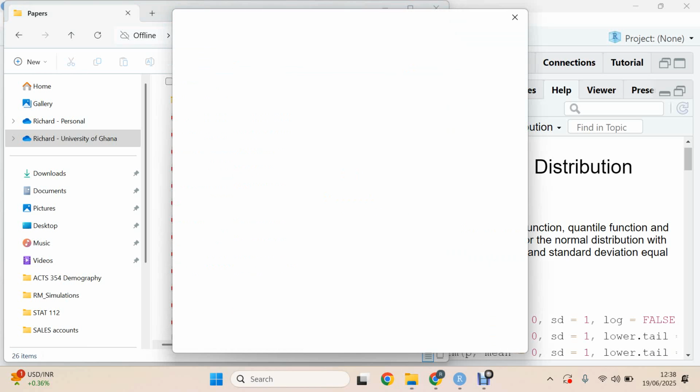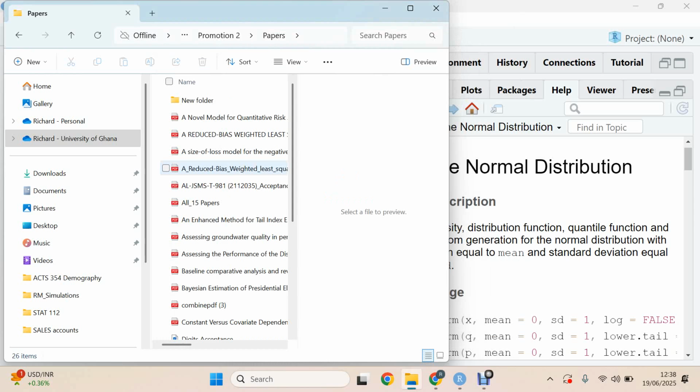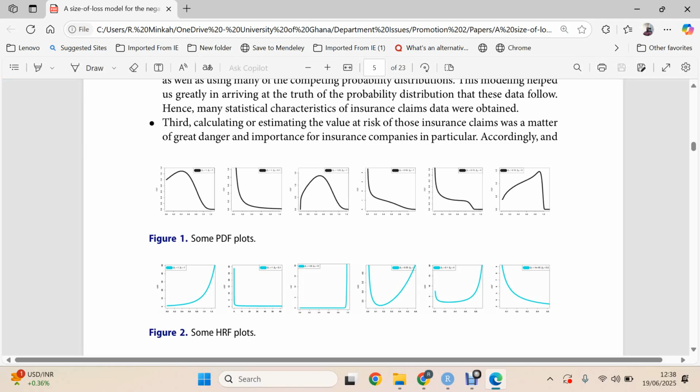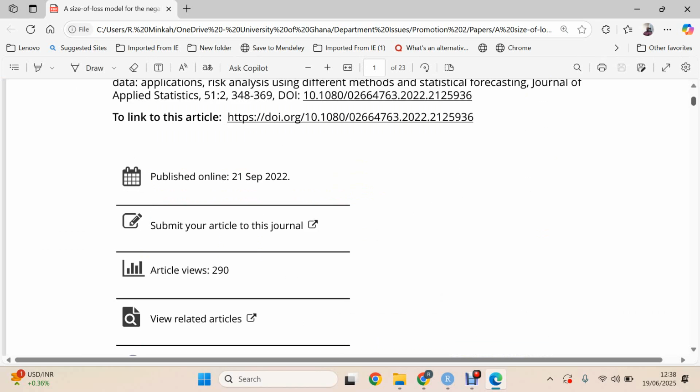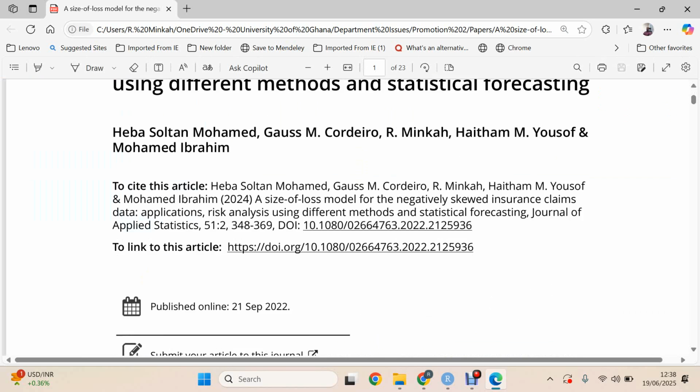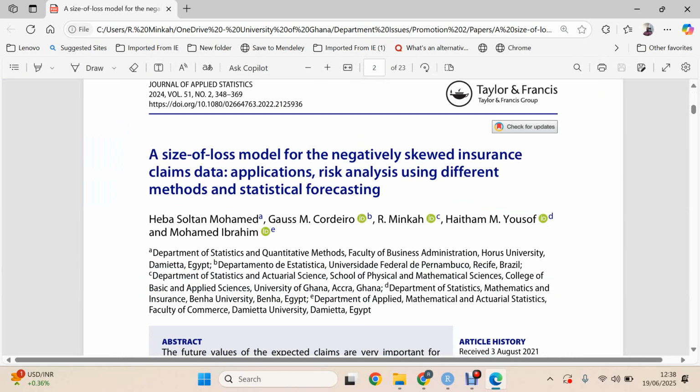Okay. So let's look at this. This is a paper we published in the Journal of Applied Statistics. It's about loss distributions, right?